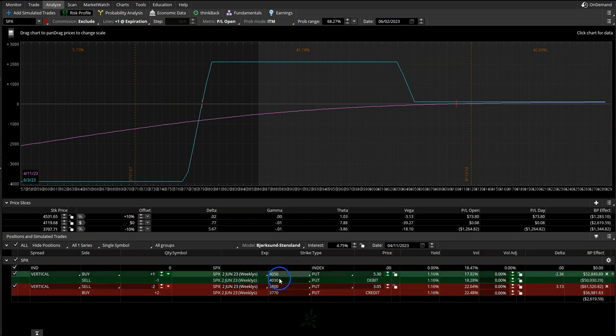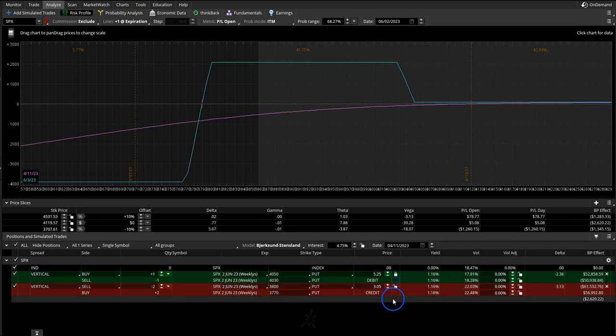So in this example here, don't mind the widths of the strikes, but if we're paying $5, and let's call this $5.25 for the put debit spread, and we are collecting 305, right? So 305 times 2 is 610.